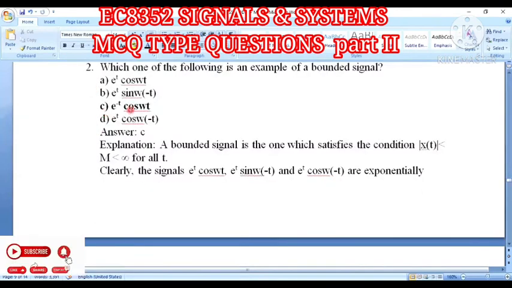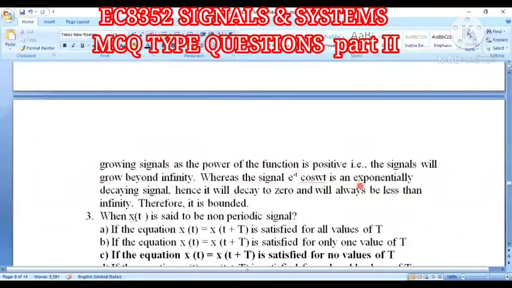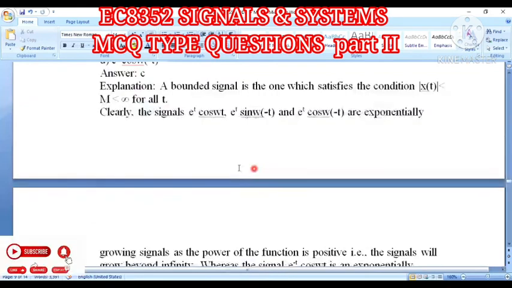But look at the third case, e to the power of minus t multiplied with cos omega t. Here the exponential is gradually decreasing. It means a decaying exponential, so it will decay to the zero value. It will always be less than infinity and never crosses infinity. So the given signal is said to be bounded.